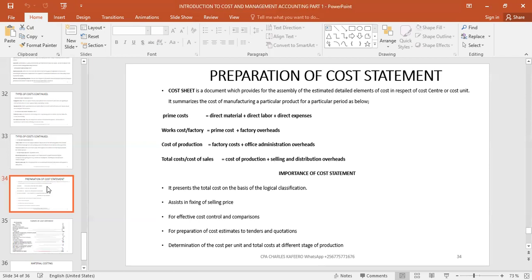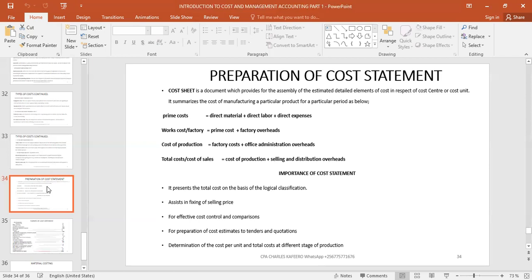The other category we have is the factory or the indirect costs. And these factory costs, we have the prime cost plus whatever we have incurred in the factory, which are the factory overheads.